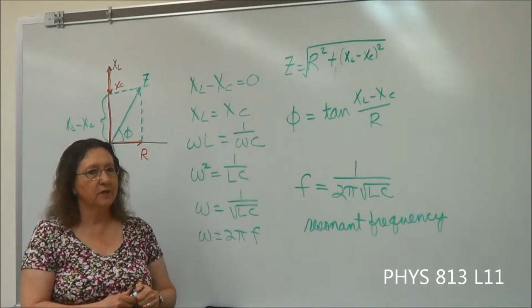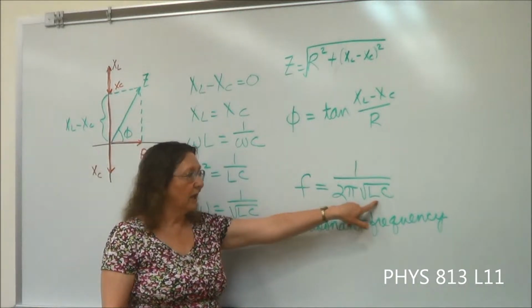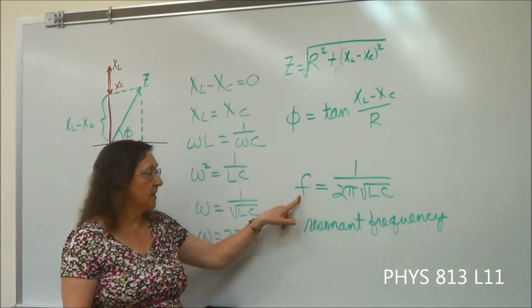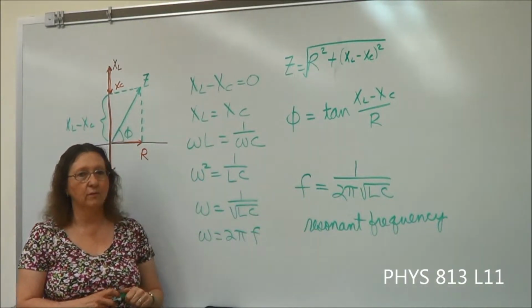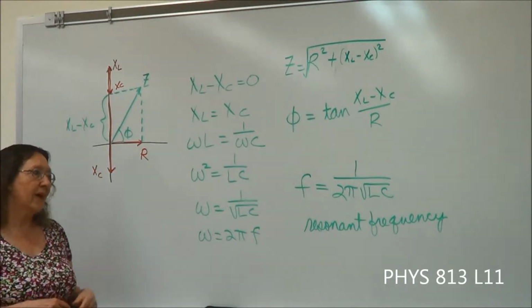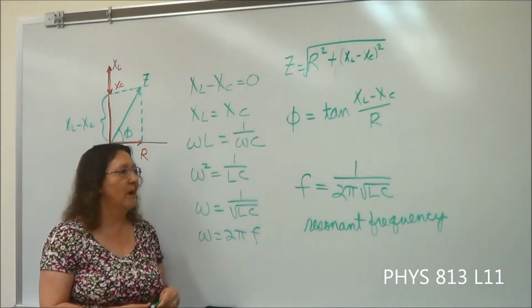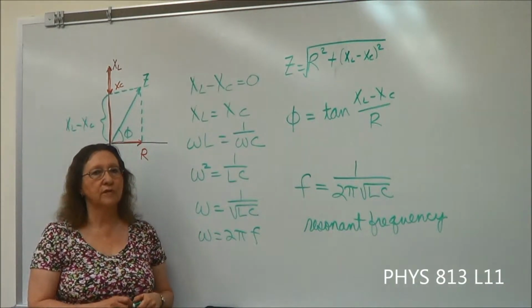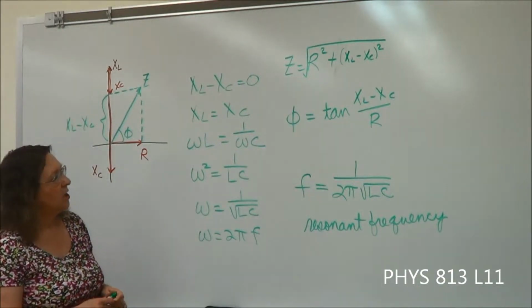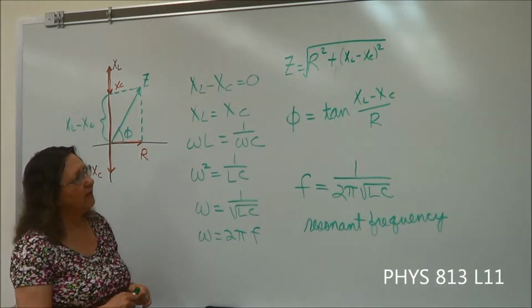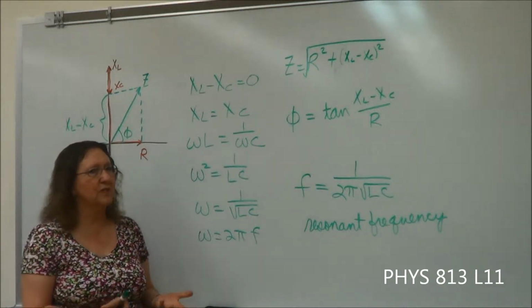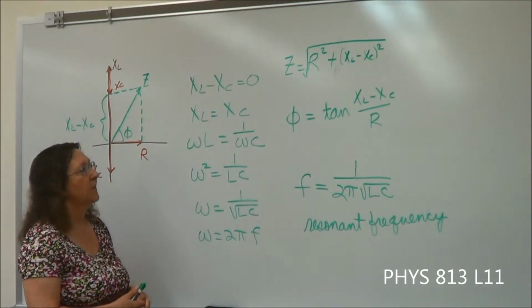And the first thing you're going to say is, well, I can figure that out. I know what L is and I know what C is, so I will just put it in there and find the resonant frequency. Well, that is one of the questions, but first we're going to do this experimentally. So we have to figure out, what do we do experimentally?